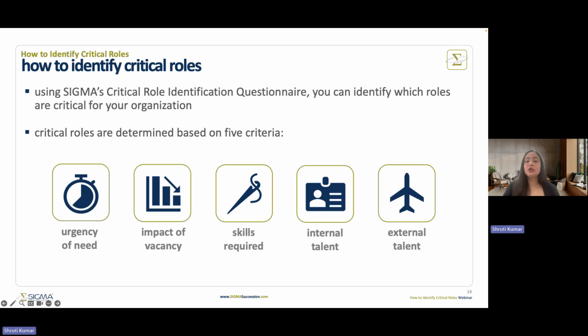Next, you'll evaluate the unique skill set or the knowledge base that's required for the role. The final 2 criteria have to do with your internal and external talent. So first is the internal bench strength, referring to how long it would take for internal candidates to become ready to fill each role. And then the availability of the external candidates refers to how long it would take to find and train those external hires.